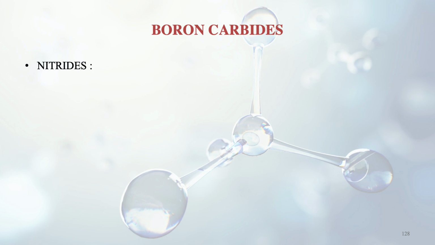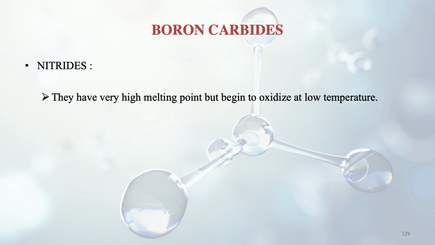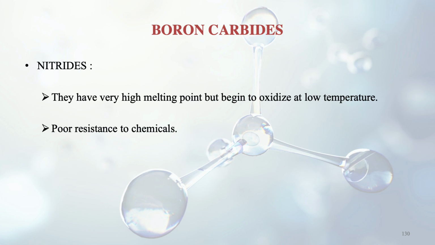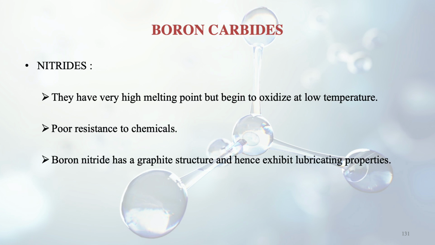Further we discuss the nitrides. Nitrides also have a very high melting point, but again they begin to oxidize at low temperature. So these oxidize at low temperature actually. The other ones were oxidizing at high temperature, borides and all. And it has poor resistance to chemicals, so it has quite a number of drawbacks. Boron nitride has a graphite structure and hence exhibits lubricating properties. So this is one good property, that it is a crystalline type of structure like graphite layer formation, and it can be used for lubricating purpose.